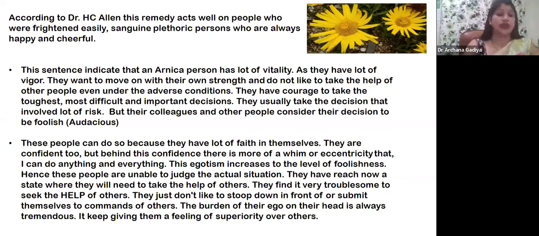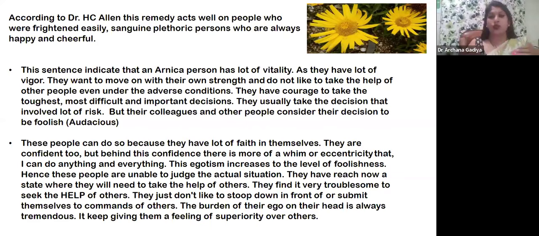Nothing else to him. These people can do so because they have a lot of faith in themselves. They are very confident. But behind this confidence, there is more of a whim and eccentricity. Because a confident person also knows where to show confidence and where not to. He can calculate the risk-taking ability: here I can take risk, but here I cannot; okay, I have to submit. So this egotism increases up to the level of foolishness. That's why we feel this ego up to the level of foolishness in case of Arnica.